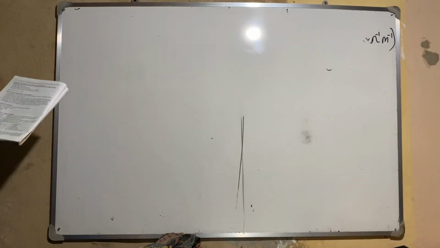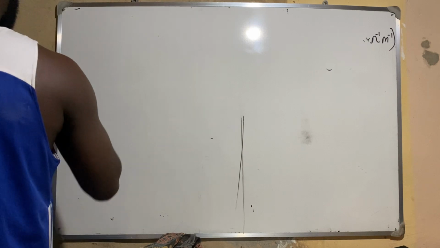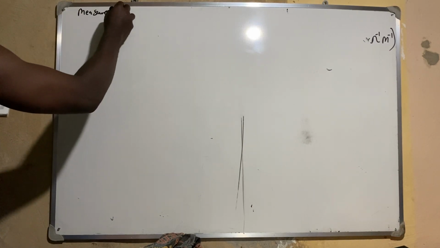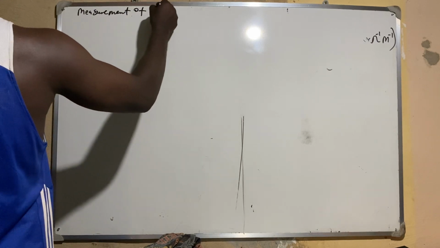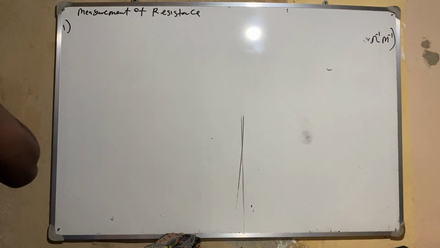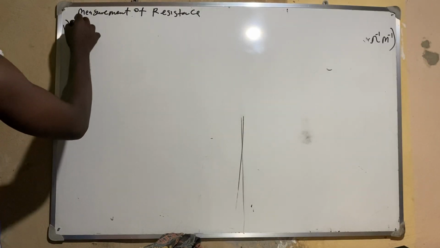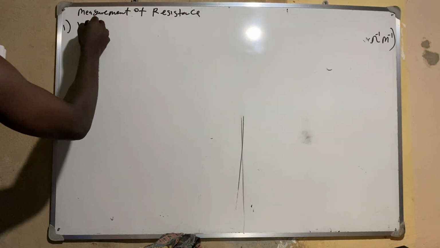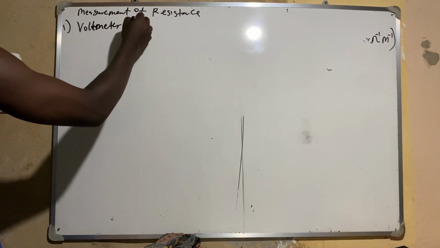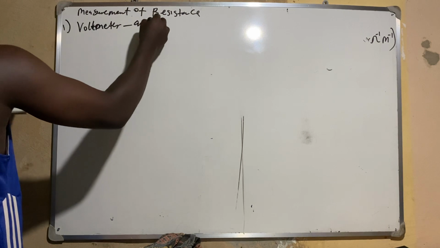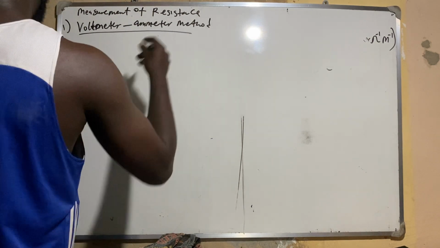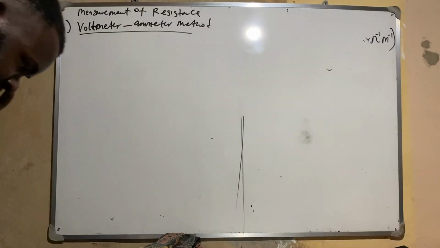Okay, so let's talk about the measurement of resistance. Resistance can be measured with the following. The first, very, very important measurement of resistance, number one, is what? The voltmeter ammeter method.